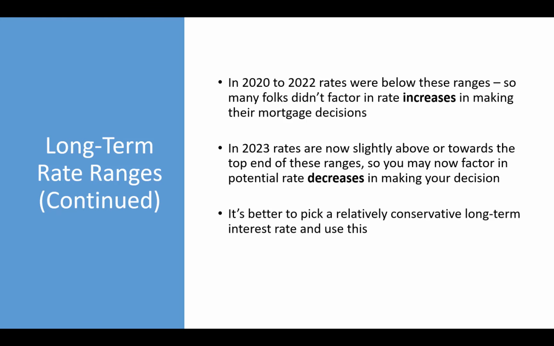Again, try and think long term, whatever the rate is going to be, rather than focusing too heavily on what the rate is right now, because these mortgages will renew in 1, 2, 3, 5 years, whatever you pick as your term. And I have a video on interest rates and terms if you don't really understand how that all works. So what I suggest is pick a relatively conservative long-term interest rate and use this.